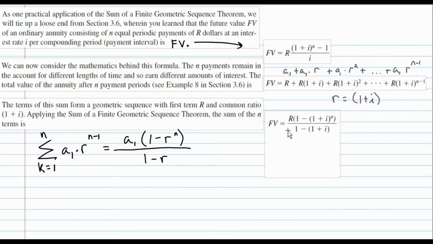And now we simplify the denominator. 1 minus 1 is 0, and then you just have a negative i left over. Now we don't want that negative in the denominator, so I'm going to take the negative 1 that's being multiplied by i here and distribute it to the numerator, which means in the numerator 1 plus i to the n is now going to be the positive term, and the positive 1 is now going to become a negative 1, and we've got our formula.